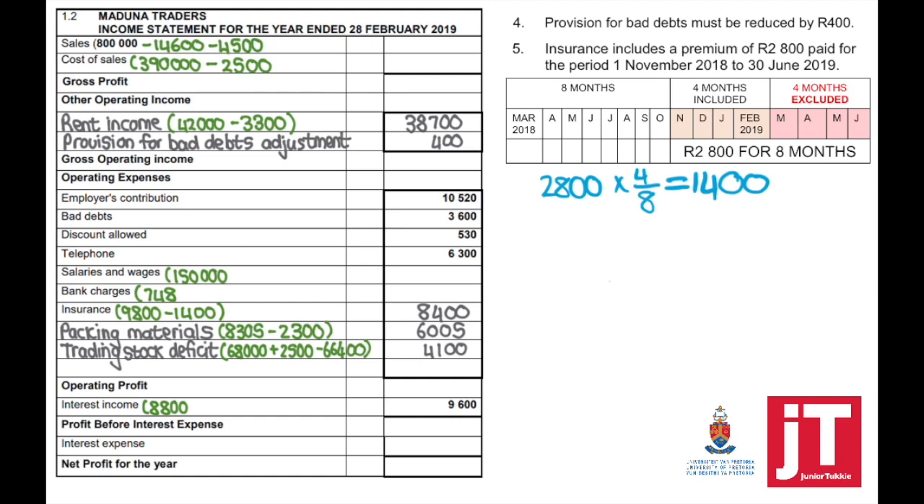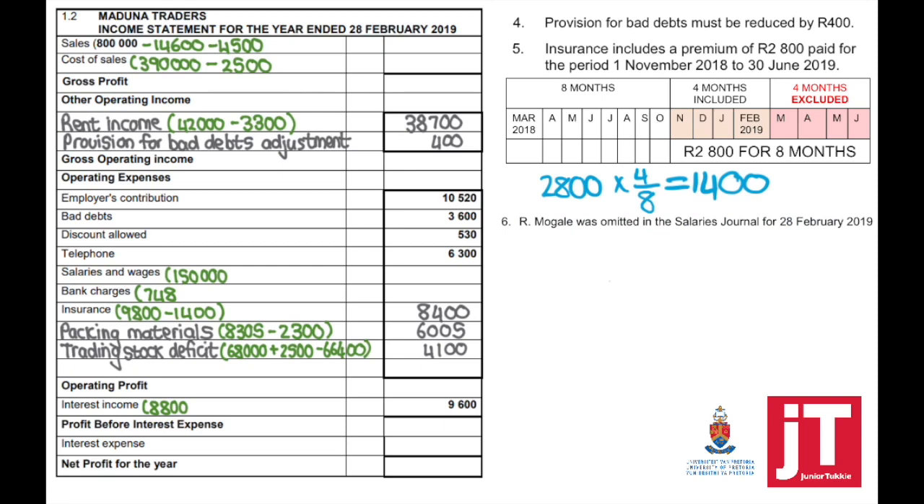Please do not take the 9,800 and say times 4 divided by 12 or 4 divided by 8. That's completely wrong. Included into that total is an insurance premium that cost us 2,800, which we paid for equivalent to 8 months, and 4 months is outside of our accounting period, which means it must be taken out.